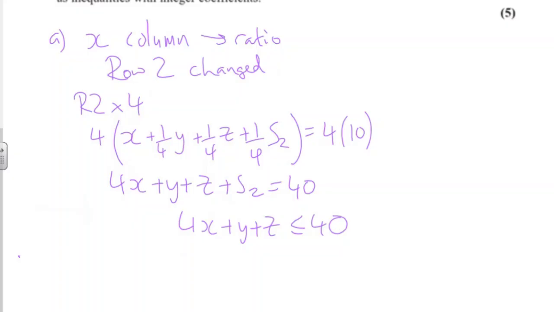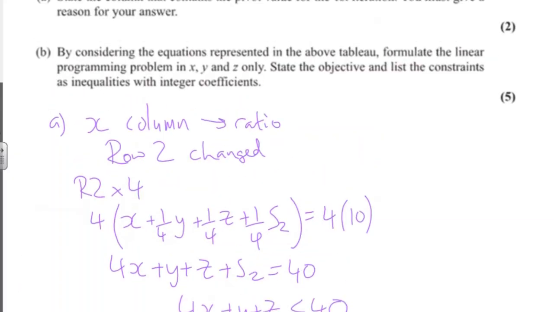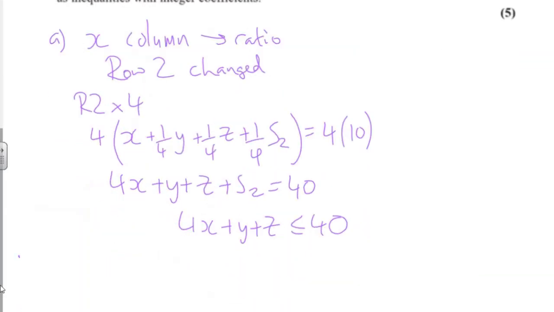So part A. So then it says, state the column that contains the pivot value. Oh, right, so that's just the X, but the row 2 X column, isn't it? By considering the equation represented below the tableau. Right, okay, so let's formulate it then. So I've got this equation, that's cool.